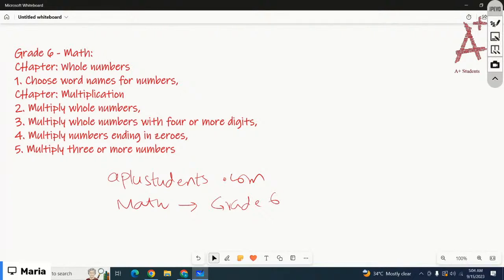We're going to start with the chapter whole numbers. The lessons we're going to cover from the chapter are choose word names. Then we'll start multiplication, that is multiply whole numbers, multiply whole numbers with 4 or more digits, multiply numbers ending in zeros, and multiply 3 or more numbers, right? So let's just start with the first lesson, that is word names of numbers, right?